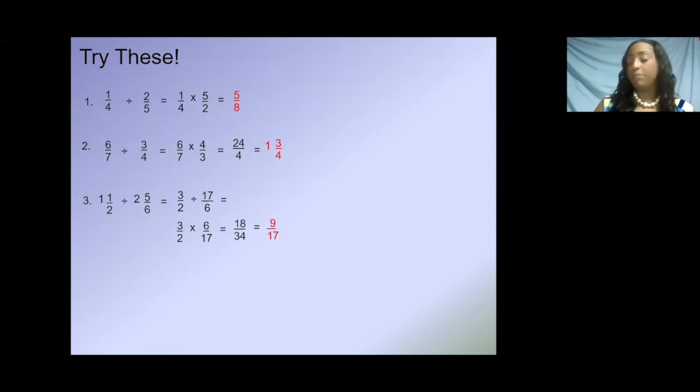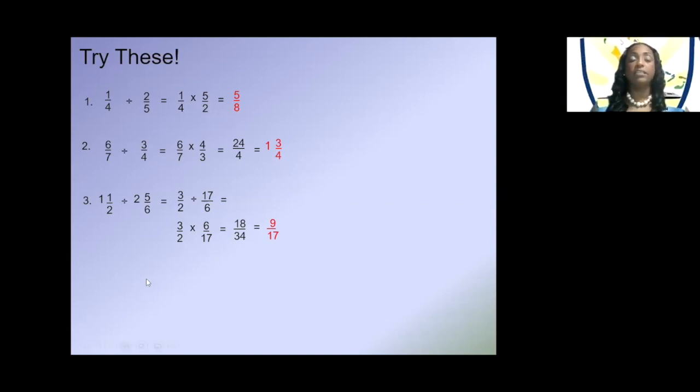Okay, that can be simplified because it's an improper fraction. How many groups of 21 can I get out of 24? One group, and a remainder of 3. What do you do with the remainder 3? You want to put it over the denominator. Okay, good job. Pardon my typo.